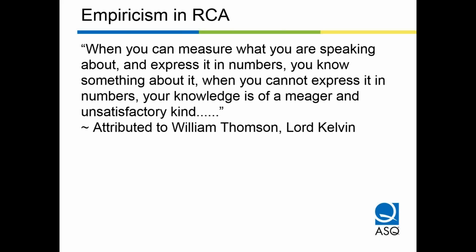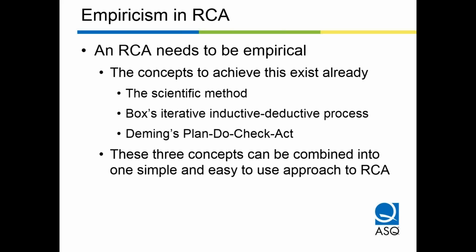And here's a quote that I think is very appropriate to root cause analysis. It's attributed to William Thomson, Lord Kelvin. I say attributed because empirically, I don't know if he actually said it. It's very difficult to track down the original source of the quote, but I think it's very relevant here. When you can measure what you are speaking about and express it in numbers, you know something about it. When you cannot express it in numbers, your knowledge is of a meager and unsatisfactory kind. Now that's Victorian English. In modern English, that would mean when you have data, quantifiable numbers behind what you're discussing, you have more knowledge.